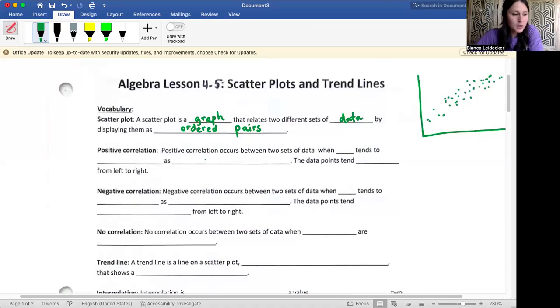Positive correlation. So a positive correlation occurs between two sets of data when the y tends to increase as the x increases. So both are increasing. The data points tend to go upwards from left to right. So this example here is a positive correlation.